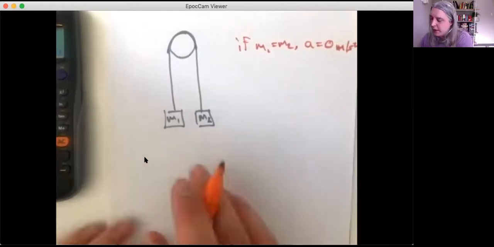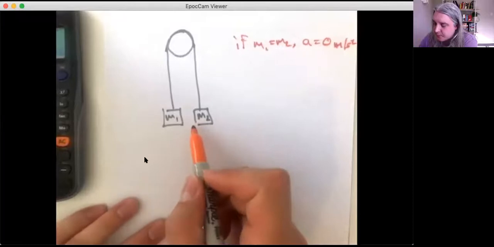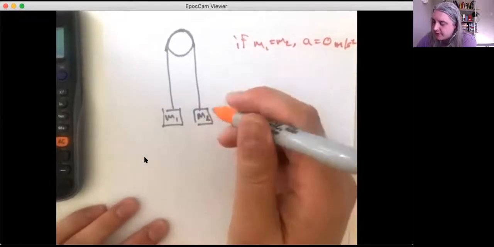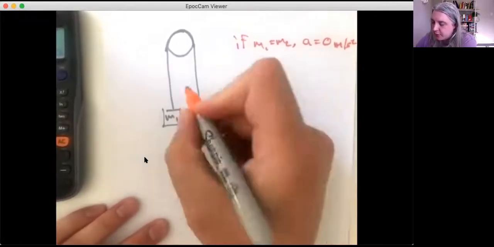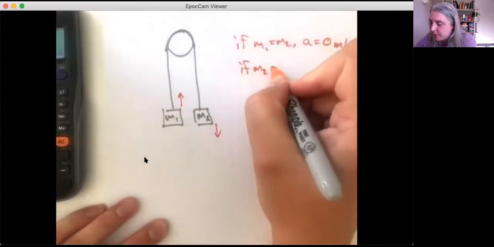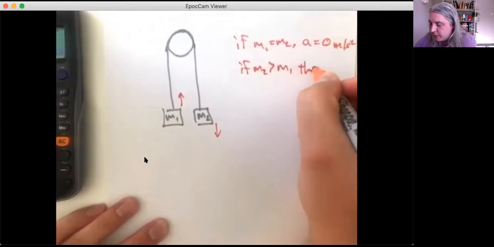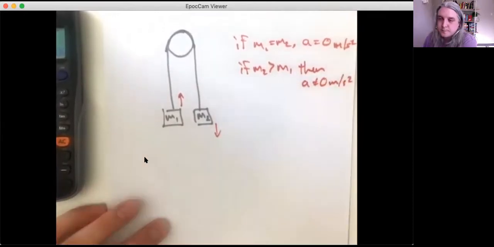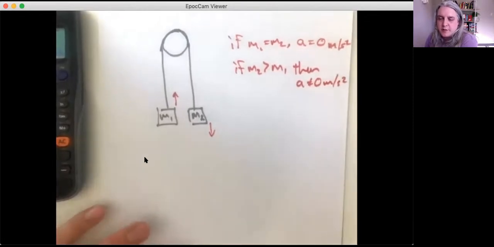If we let them go and one of the masses is bigger, then that mass is going to go down. Let's say M2 is bigger, M2 would go down and M1 would go up. Right, so if M2 is bigger than M1, then acceleration is not equal to 0. So that's our little common sense thing first.